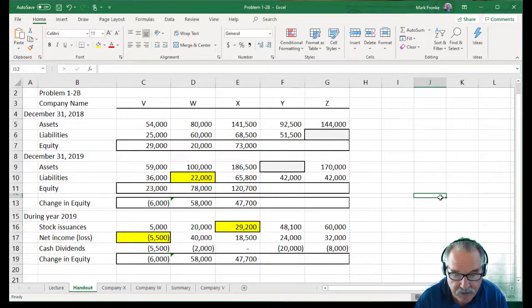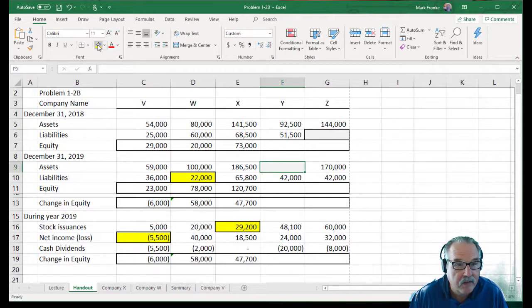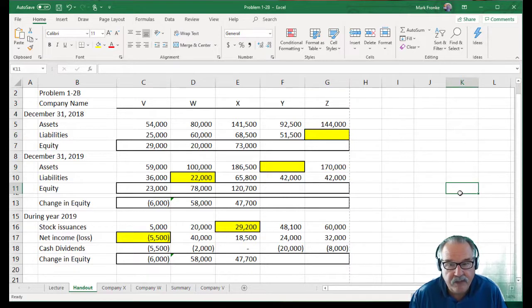Okay, so here's what I'm going to suggest. Pause the video, see if you can figure out what assets at the end of the year were for company Y. That's this box. And liabilities at the beginning of the year for company Z. You can stop the video and I will put this information in, and then you can start it again and see the answers and check.